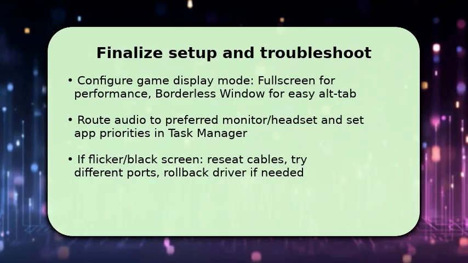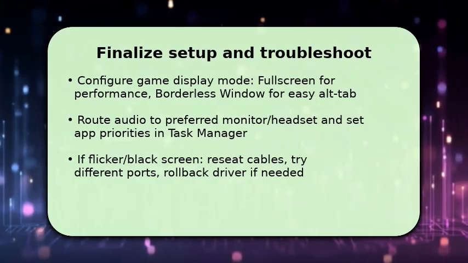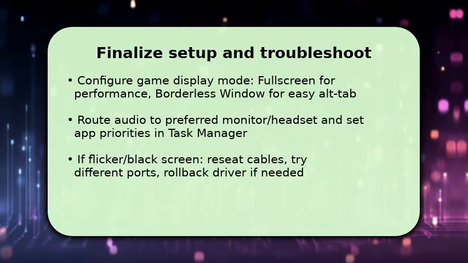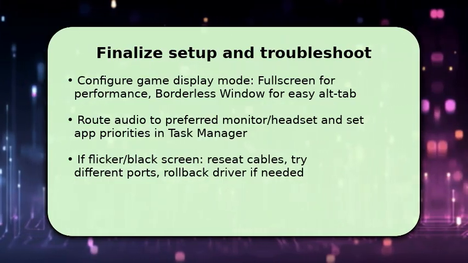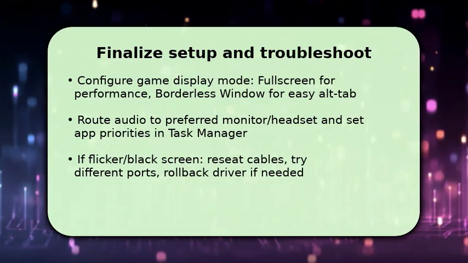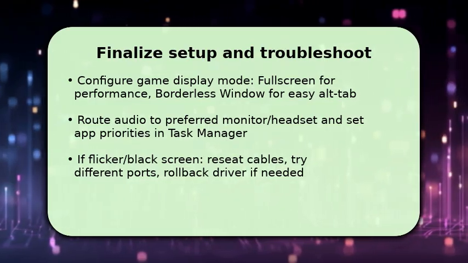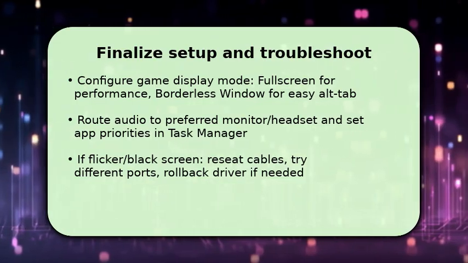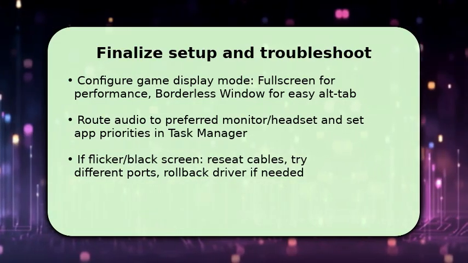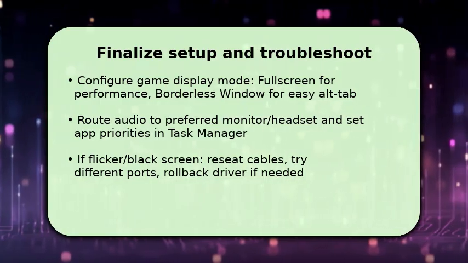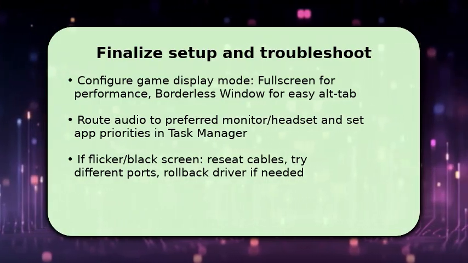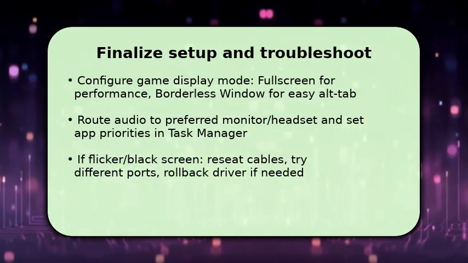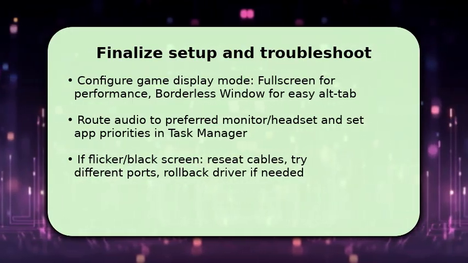Finish by choosing how games run. Use exclusive full screen for max FPS or borderless window if you frequently interact with the second monitor. Set audio output to your headset or monitor and pin chat/overlays to the secondary so you don't obstruct gameplay. If you encounter stutter or a black screen, first reset cables and try alternate ports, then test with a different cable. If problems persist, roll back or reinstall GPU drivers. That single step often resolves lingering compatibility issues.